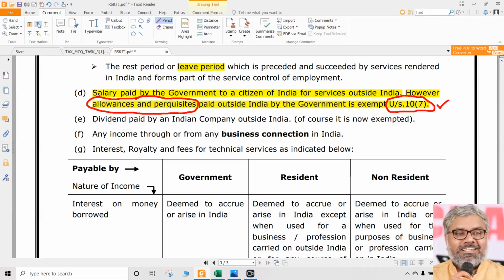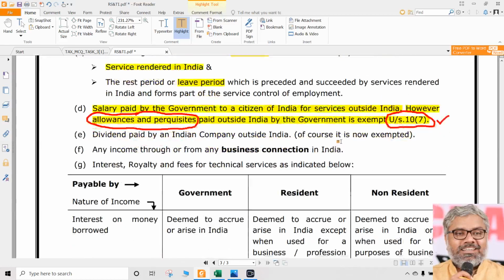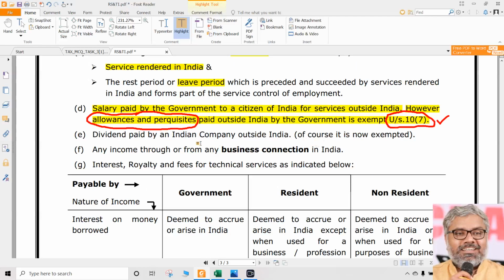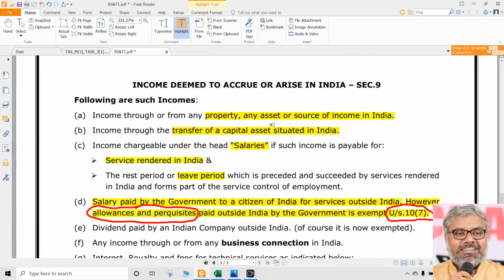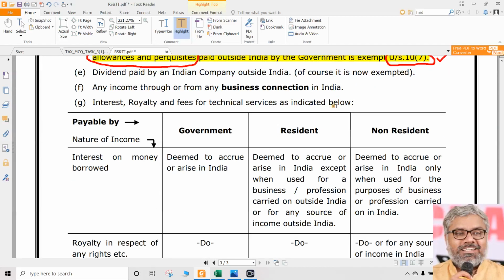Next, the other one, again coming back to section 9: the dividend which is paid by an Indian company outside India also, of course, is part of section 9, but again it will be exempted. That also we will come to know, that is section 10 subsection 34. So 10(34) is the one which exempts the dividend. Now dividend normally becomes taxable under section 9. We'll come to those additional provisions before or while solving the problems.